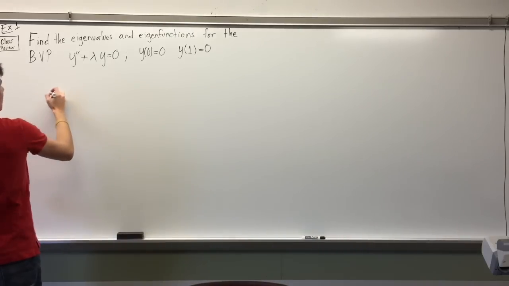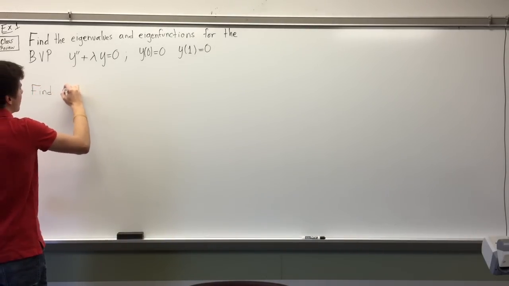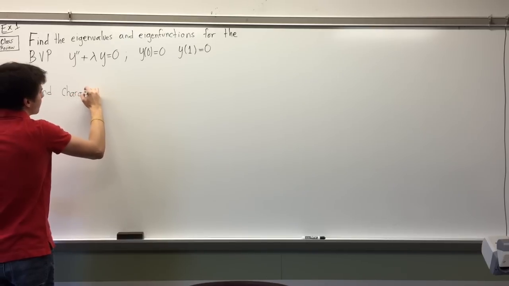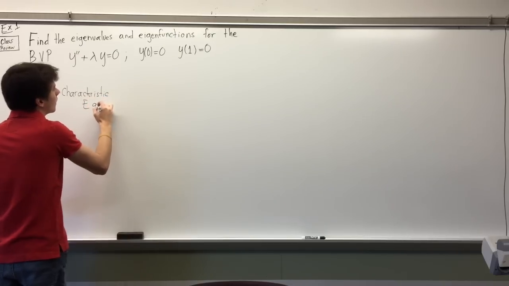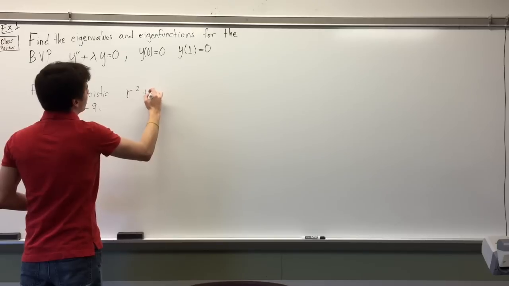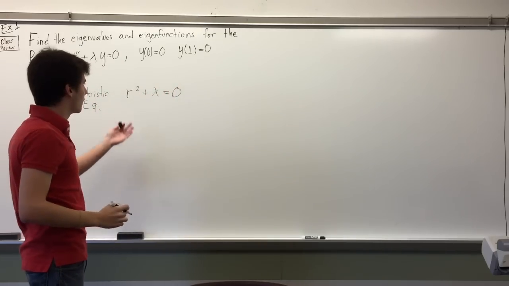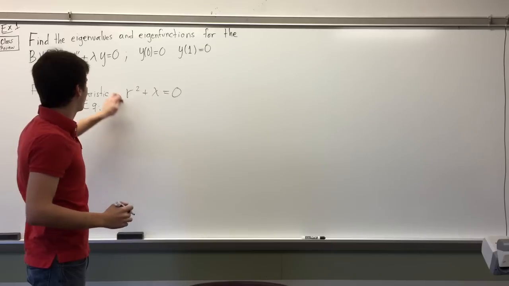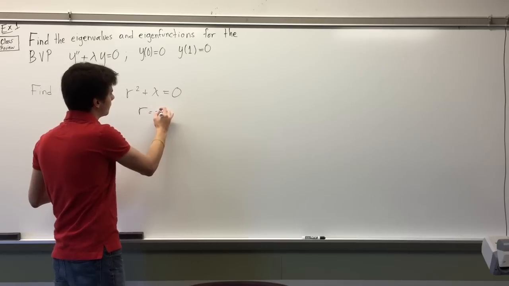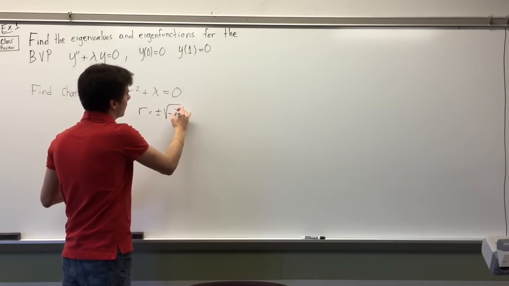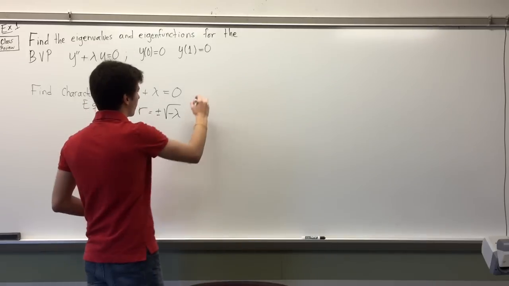So the characteristic equation is r squared plus lambda is equal to 0. If we consider the solutions of this characteristic equation, we're going to get r is equal to plus or minus the square root of negative lambda. And we have three cases.